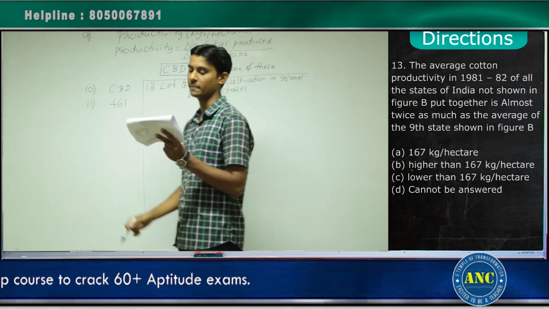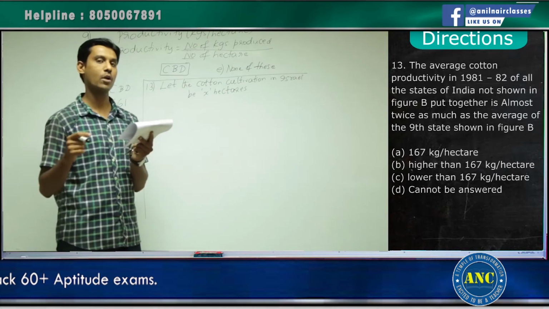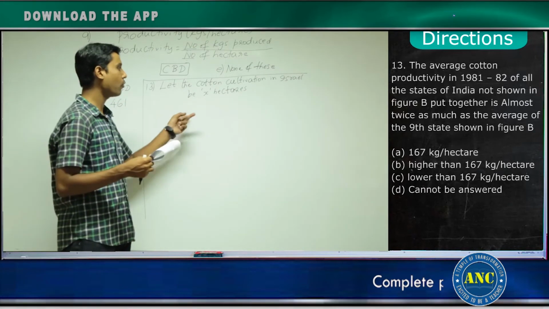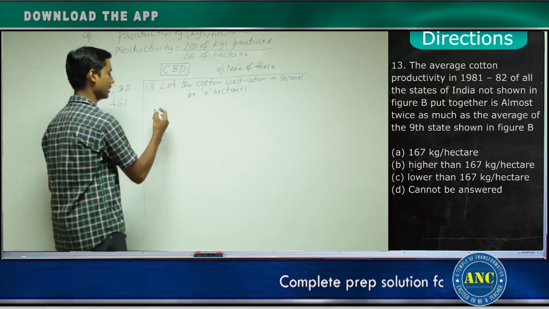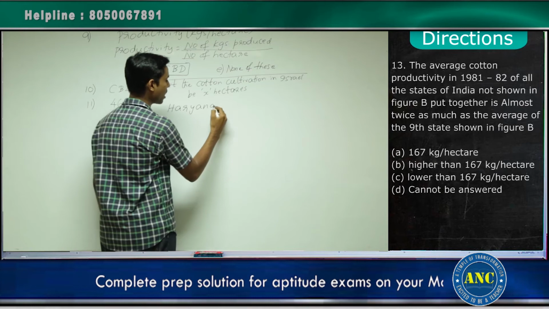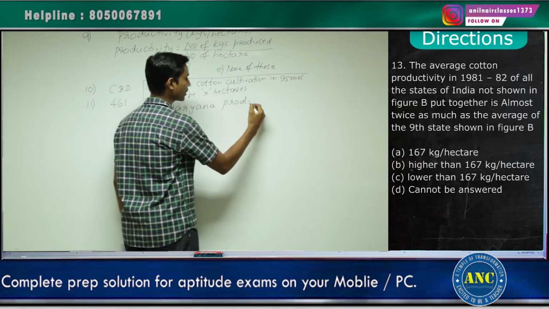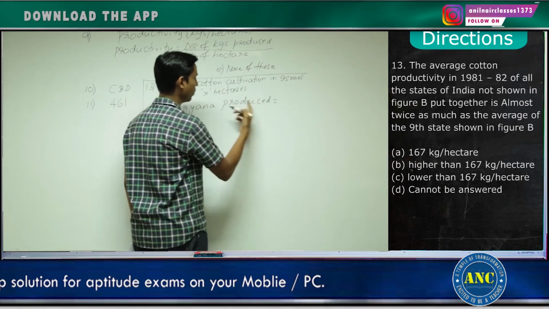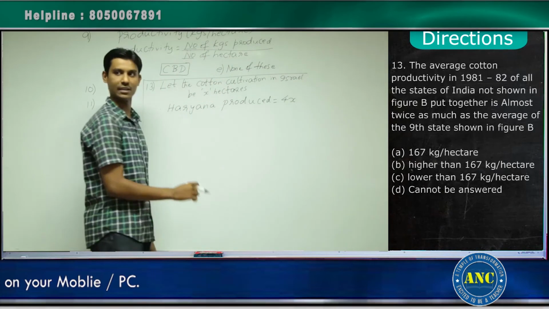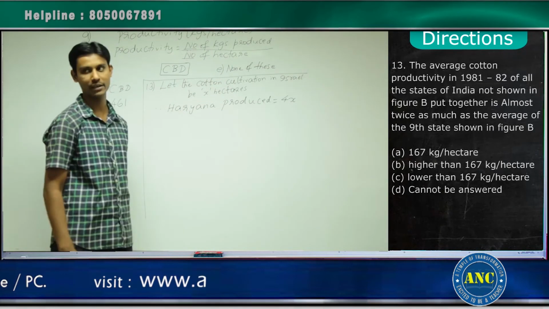Now the question says the total number of hectares under cotton cultivation in Haryana state of India is 4 times that of Israel. That means Haryana's cotton cultivation will be equal to 4 times that of Israel. That means it becomes 4x hectares. Right? According to the question, it is 4x hectares.